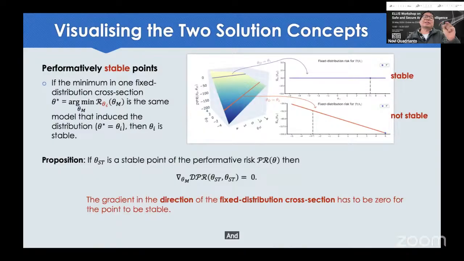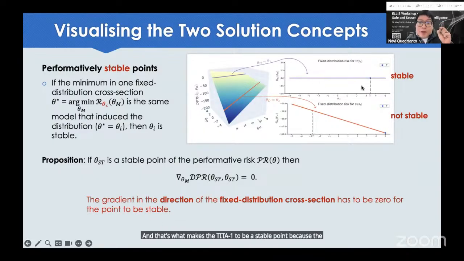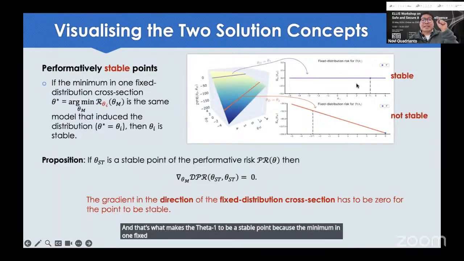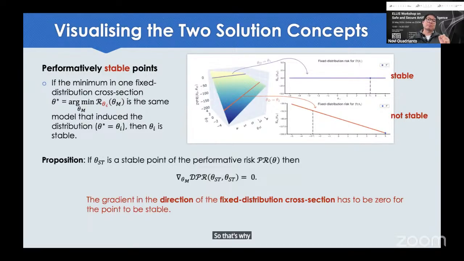And that's what makes theta 1 a stable point, because the minimum in one fixed cross-section is the same model that induces that distribution. The minimum with this distribution that is being induced by theta 1 is also theta 1. So that's why it is a stable point.